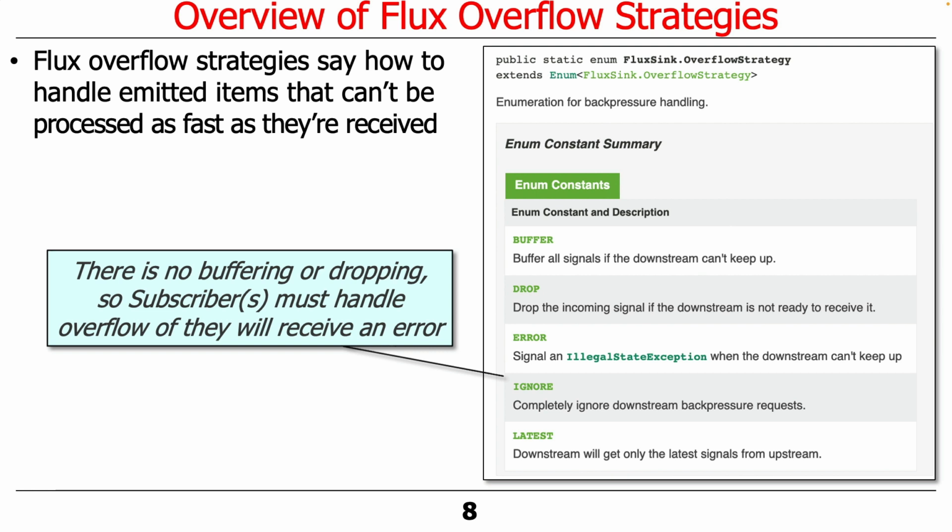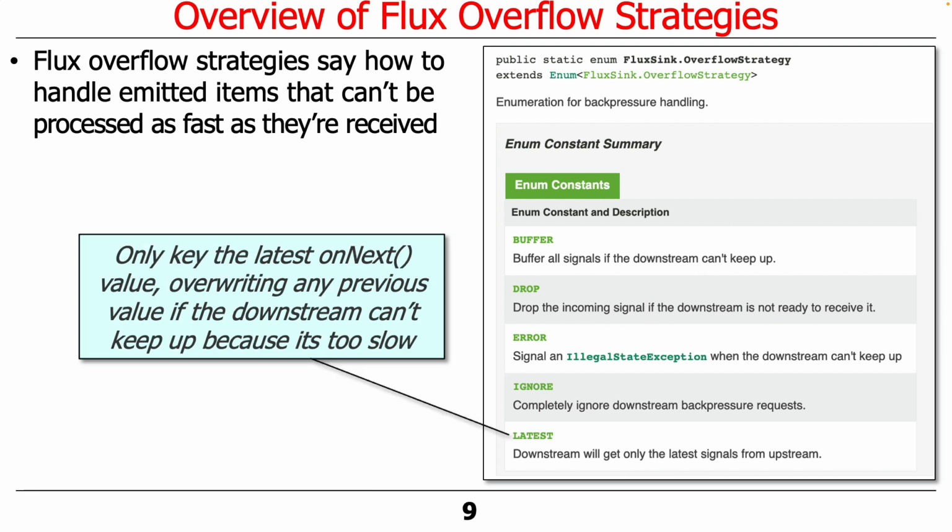And then this one says there's no buffering or dropping, so subscribers must handle overflow or they will receive an error. This, like I said, is a really mysterious strategy, and even searching around with ChatGPT really didn't provide much light on what this is supposed to do. We'll take a look at an example later in the course. We'll get to see what it does, but it's not very well documented at all.